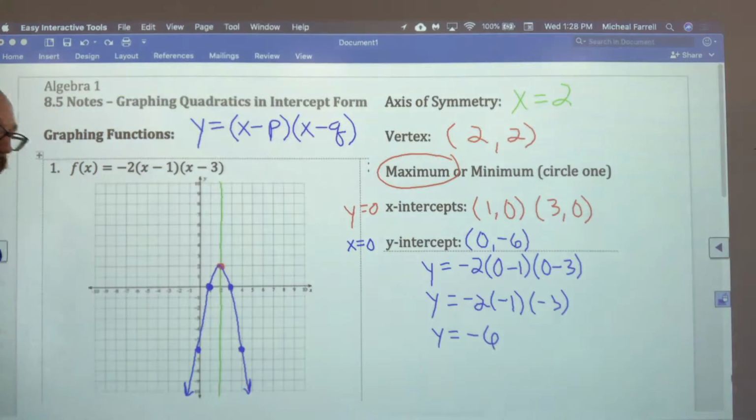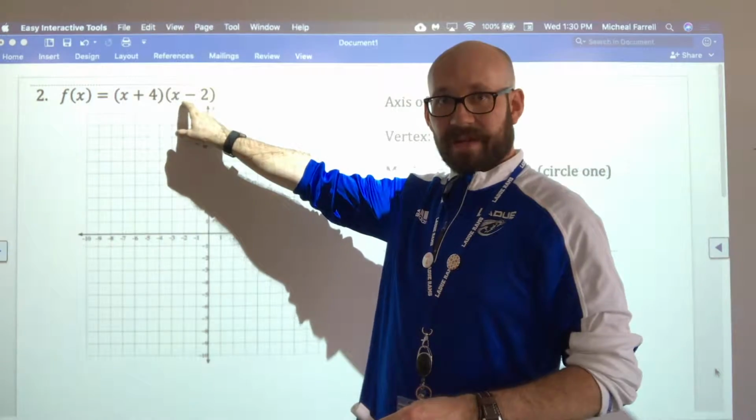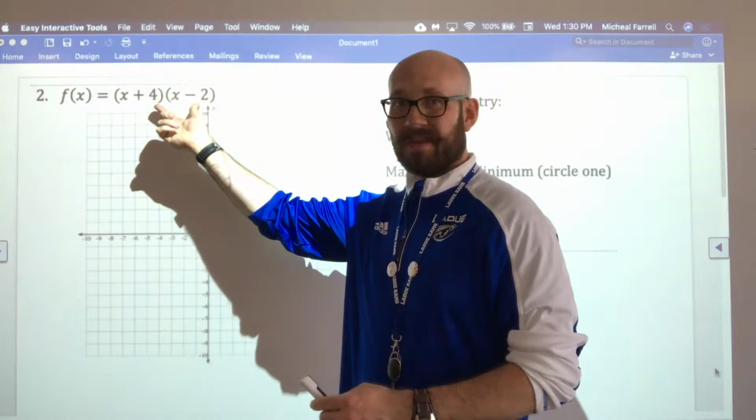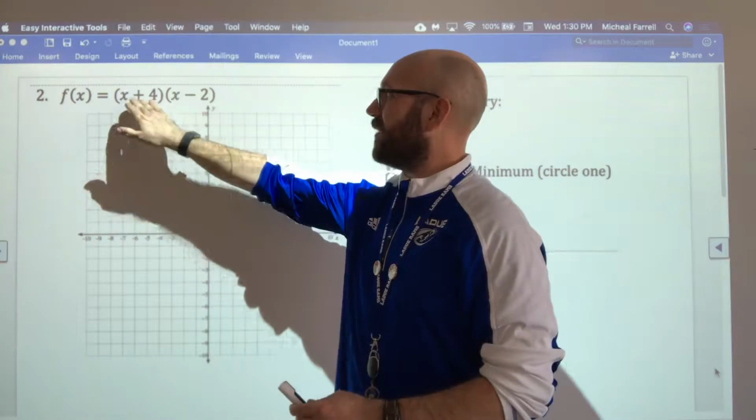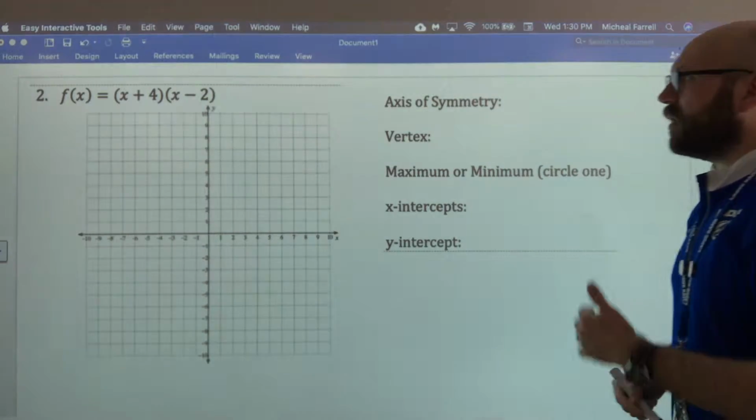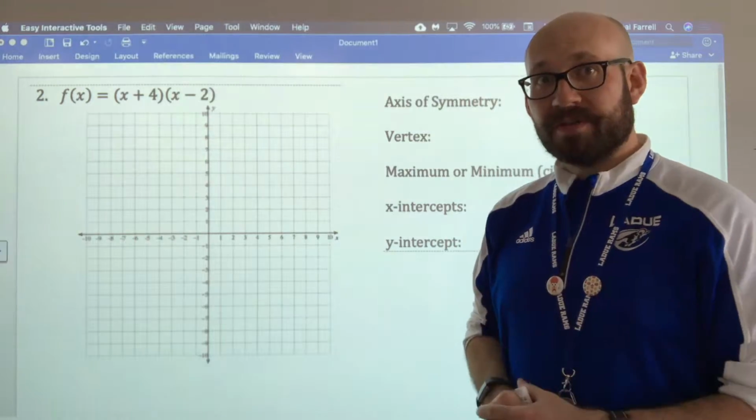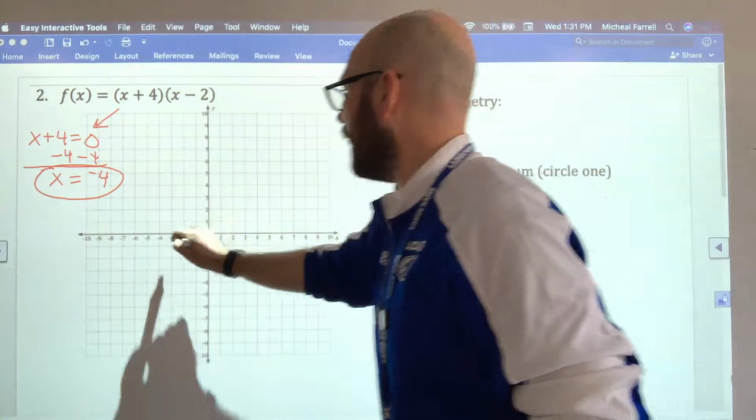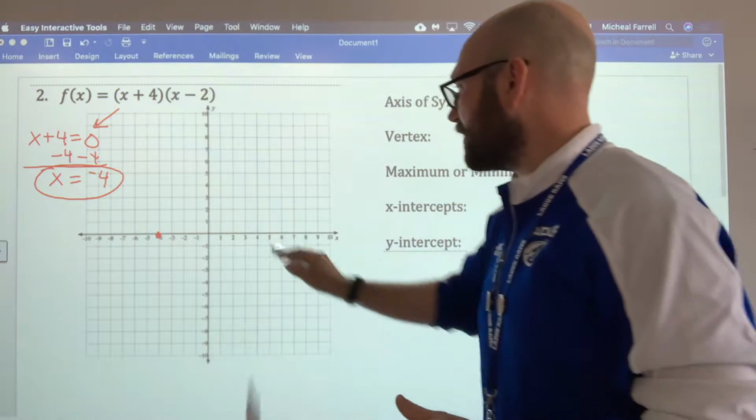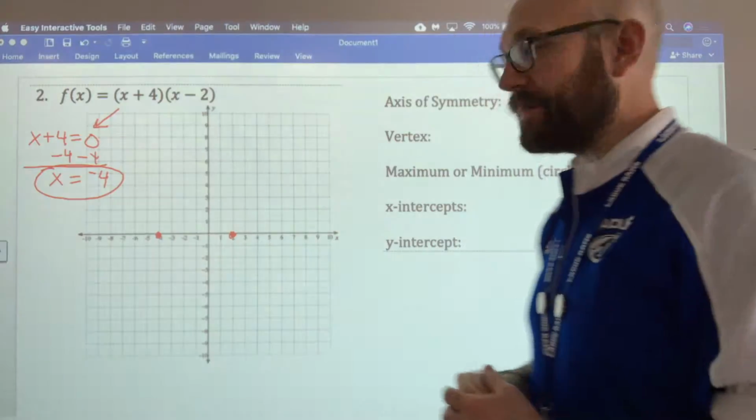Here we go. Second example. We're going to look at x plus 4 times x minus 2. This is in intercept form because I have a factored out expression. I can find the zeros very easily from these 2 sets of parentheses. So first thing we're going to do, let's go ahead and find out where those zeros are, plot those on the graph. So we have an x-intercept at -4 and an x-intercept at +2 coming from the q value here.